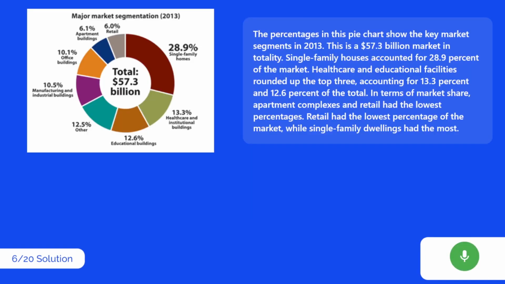The percentages in this pie chart show the key market segments in 2013. This is a $57.3 billion market in totality. Single-family houses accounted for 28.9% of the market. Healthcare and educational facilities rounded up the top three, accounting for 13.3% and 12.6% of the total. In terms of market share, apartment complexes and retail had the lowest percentages. Retail had the lowest percentage of the market, while single-family dwellings had the most.